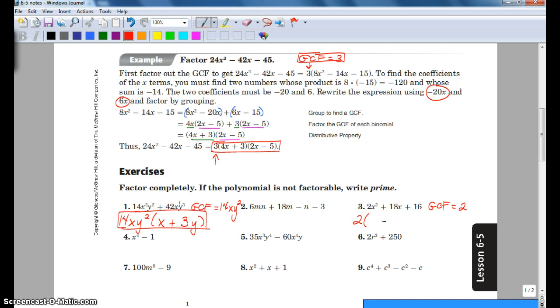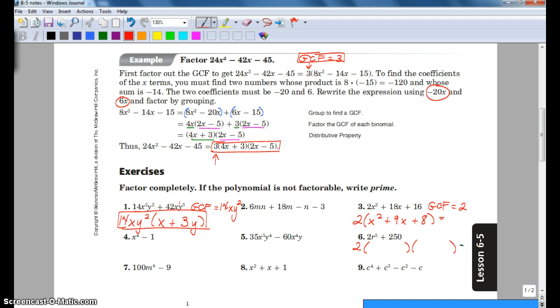Factor out a 2, and then you're left with x to the second. 2x squared divided by 2 gives us x squared. 18x divided by 2, we're looking at plus 9x. And then lastly, 16 divided by 2, of course, 8. So this is our quadratic one-step simplified. We still have more to do, possibly, if in fact x squared plus 9x plus 8 is factorable. Turns out it is. So I'll work down below here.